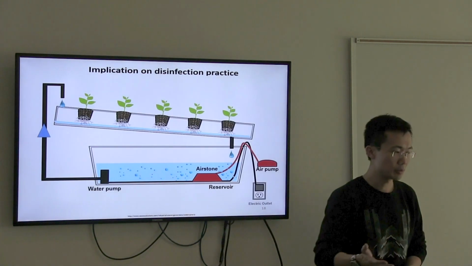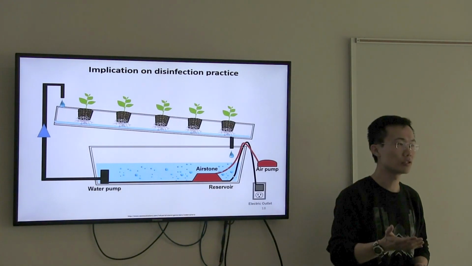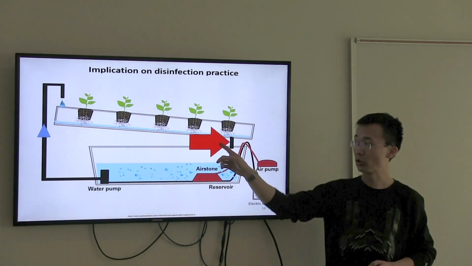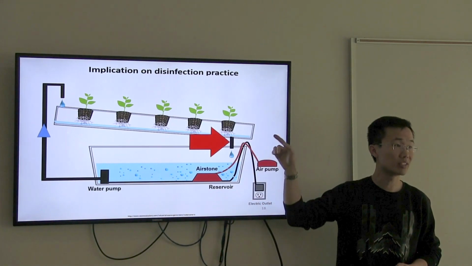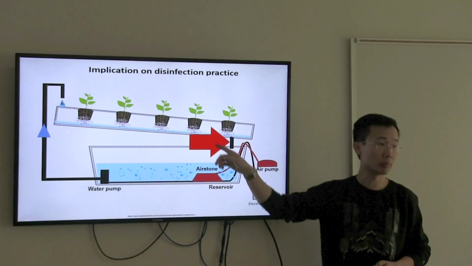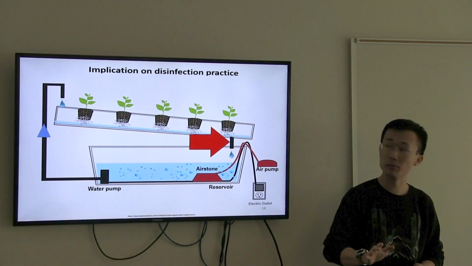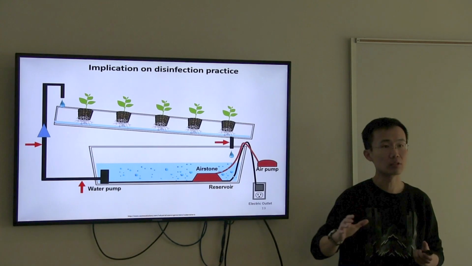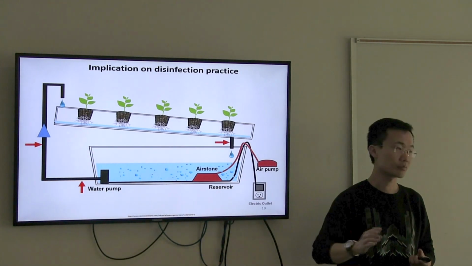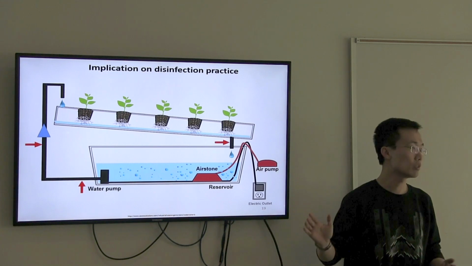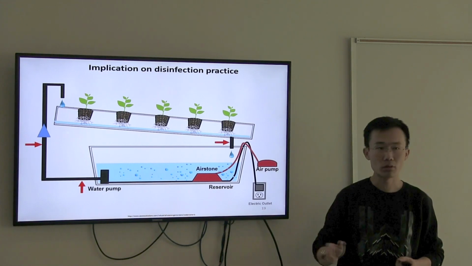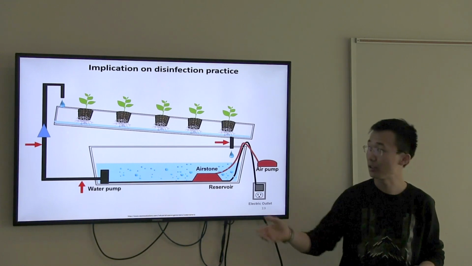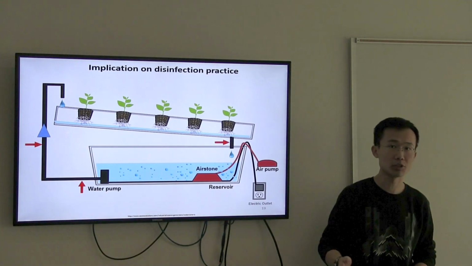So what does this actually mean, and how is this relevant to actual practice in a hydroponic system? Instead of just one dosage of disinfectant at one single point, where you have this huge amount of disinfectant going into your system, you can split up this amount of disinfectant over several injection points, and that's all you need to do. If you don't have the capacity to have extra piping to extend the contact time, that's fine. You just inject it into several ports.